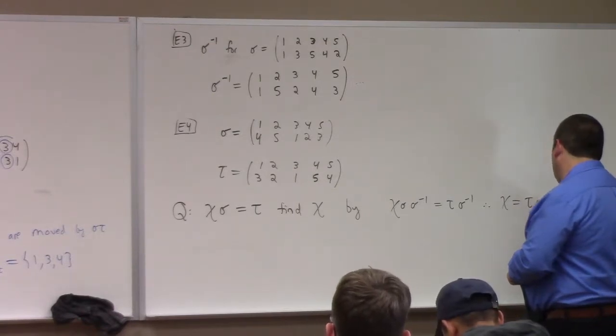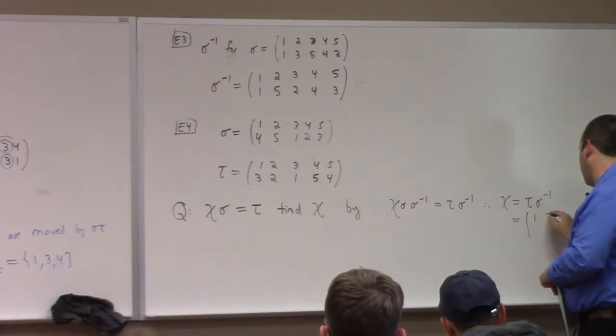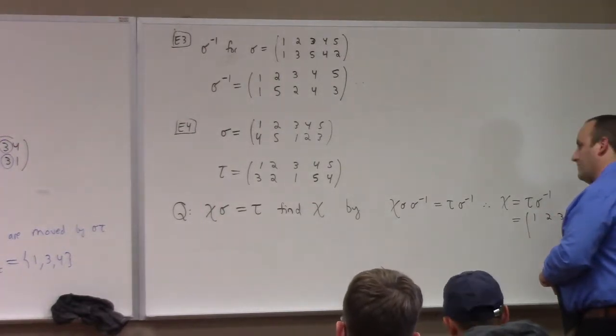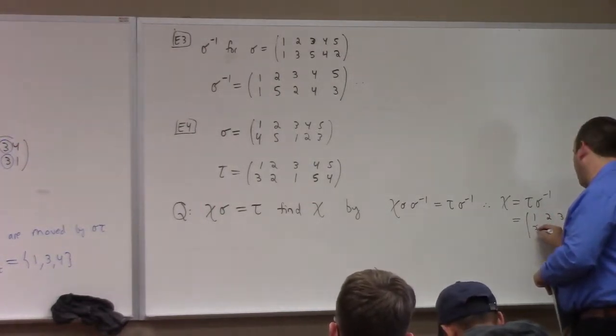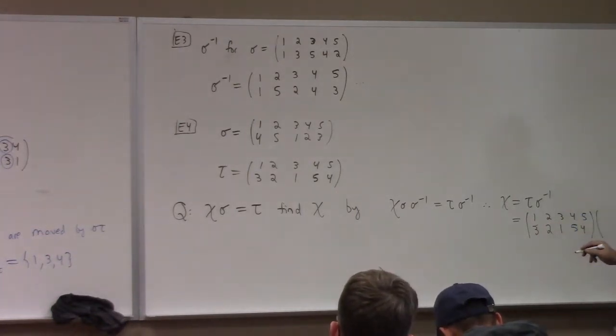Chi is tau sigma inverse, which is what? That's whatever tau was, 1, 2, 3, 4, 5 over 3, 2, 1, 5, 4. What's sigma inverse?